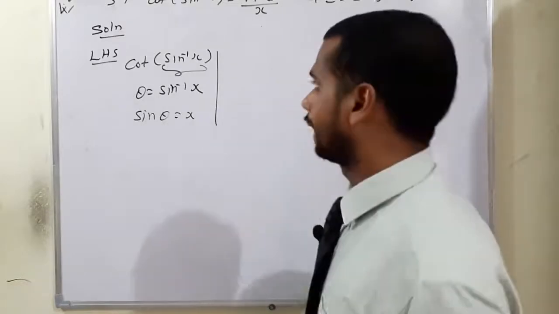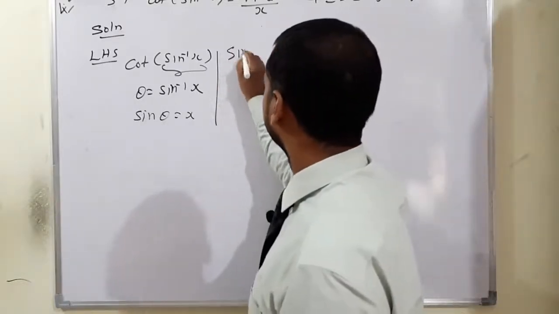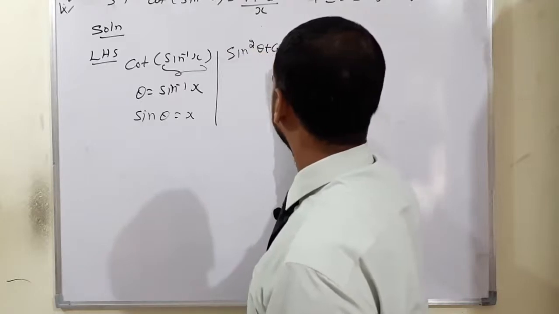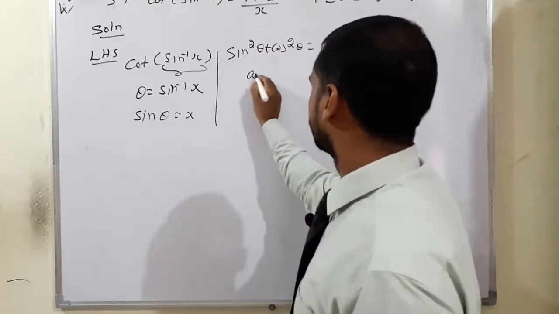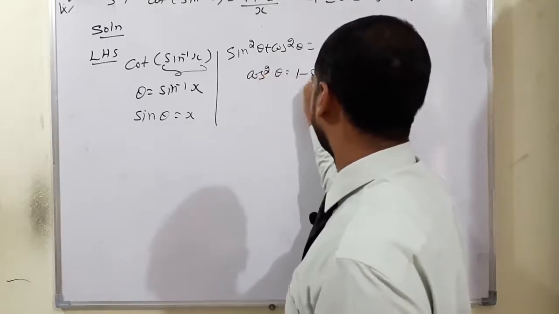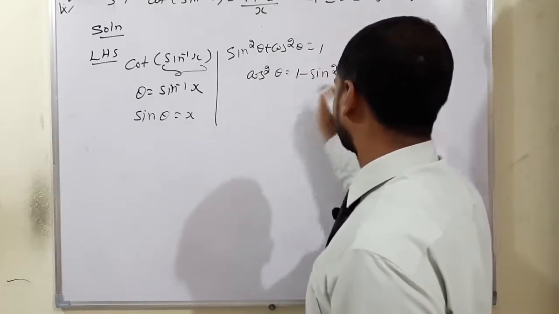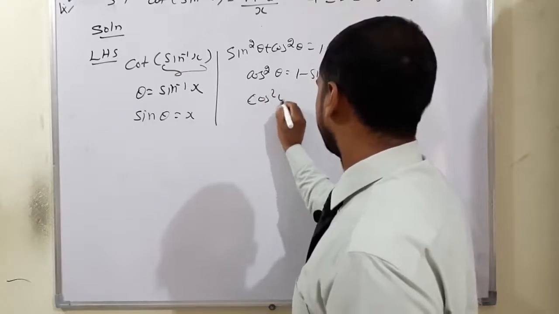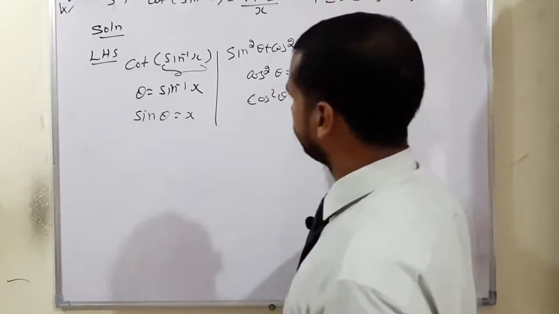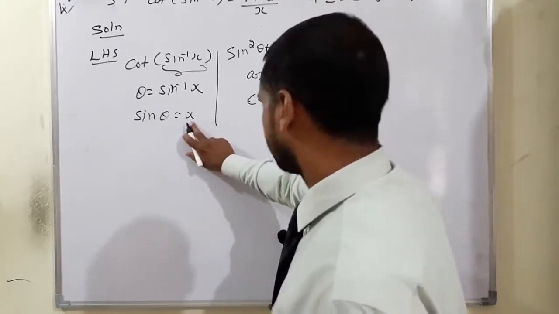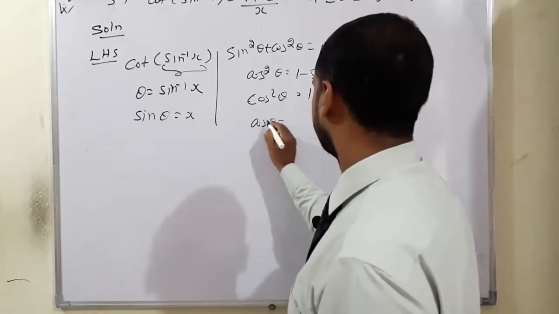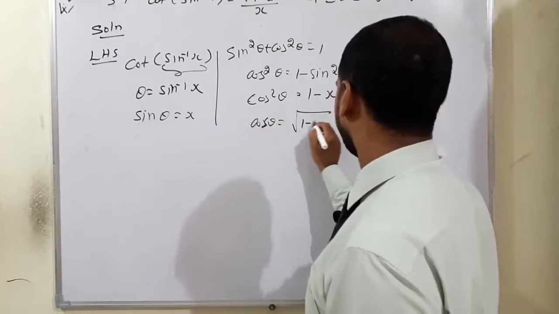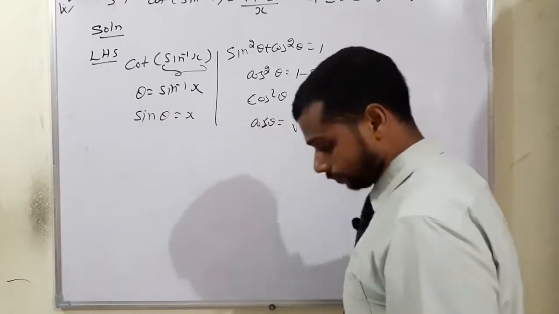The first one: sin square theta plus cos square theta is equal to 1. So cos square theta is equal to 1 minus sin square theta. Therefore, cos square theta is equal to 1 minus x square, since sin theta is x. Therefore, cos theta is equal to square root of 1 minus x square.